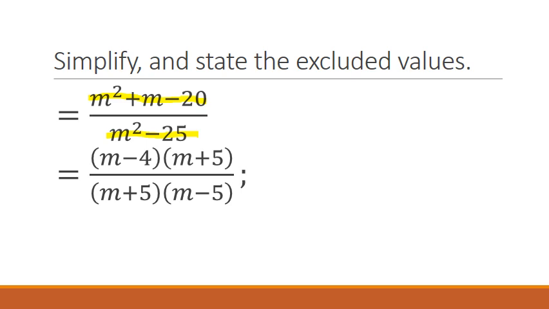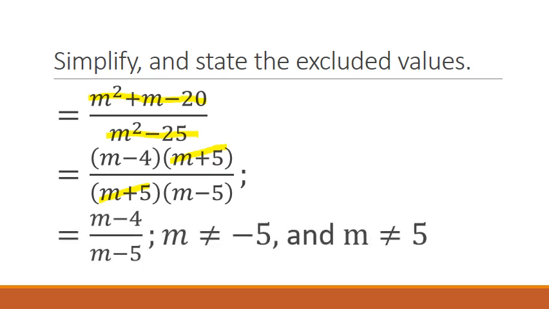Okay? And then we can see common factors, which is m plus 5 and m plus 5. So therefore, we can eliminate that, leaving m minus 4 over m minus 5. So this is the simplified form of this one.